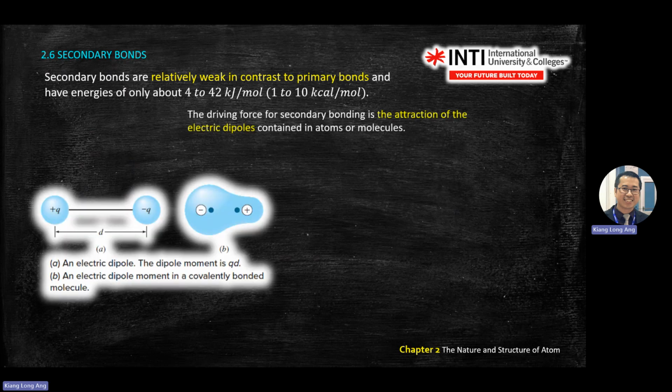How are these secondary bonds formed? They are the attraction of electric dipoles. They are electric dipoles between atoms and molecules. Okay, the attraction of electric dipoles. So they are secondary bonds. Like the diagram that you see on the screen here, you have positive and negative charges, and the distance is the distance of the dipole.